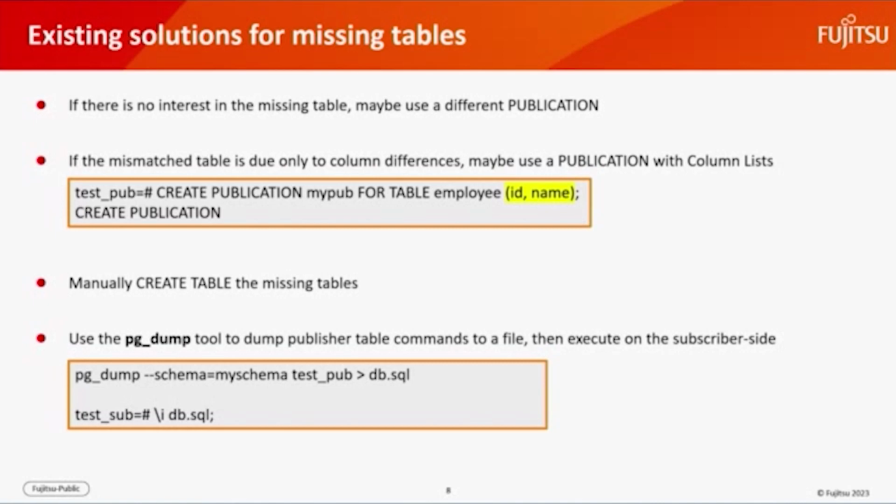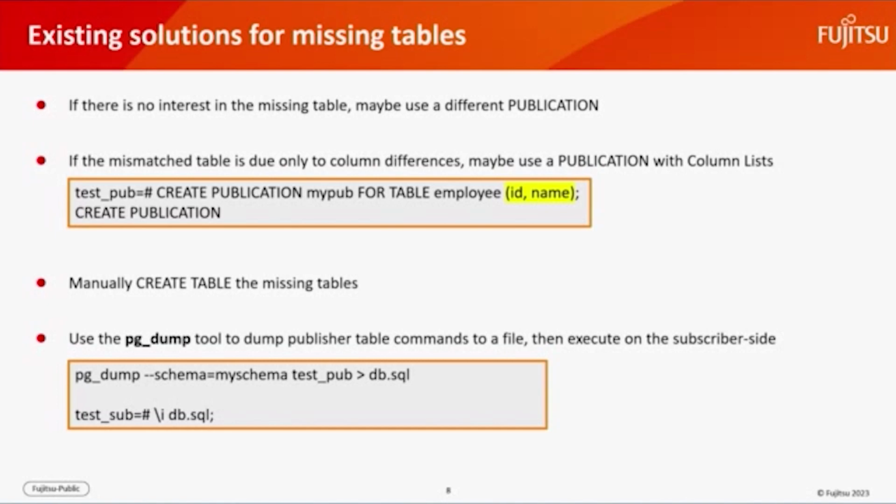So if you don't want to get something out of the blue that you weren't expecting, you would be better to subscribe to a publication that was created for tables in a schema, where the schema was all under your control, or for a table publication, where you just nominate the exact tables that you want.